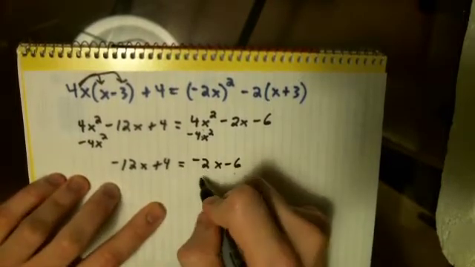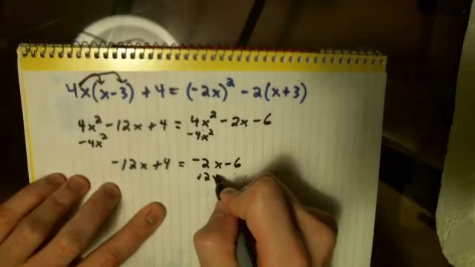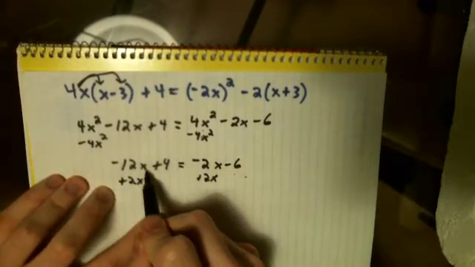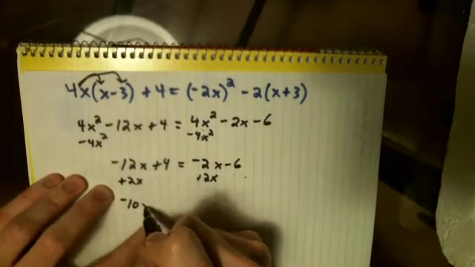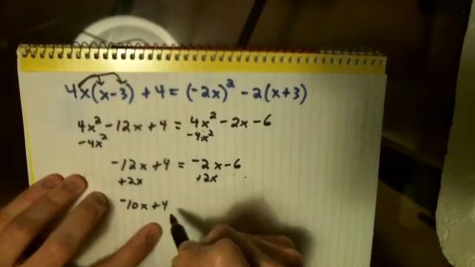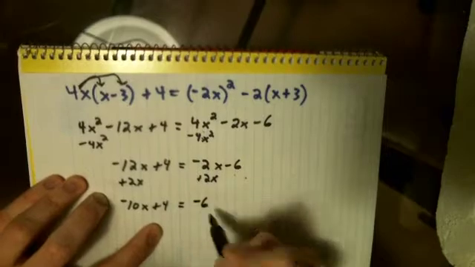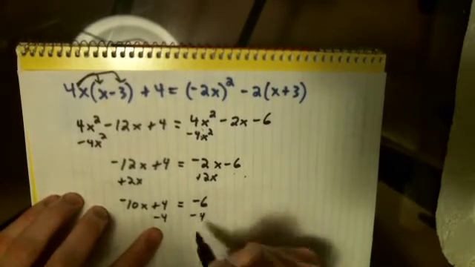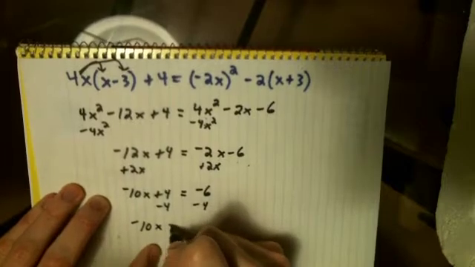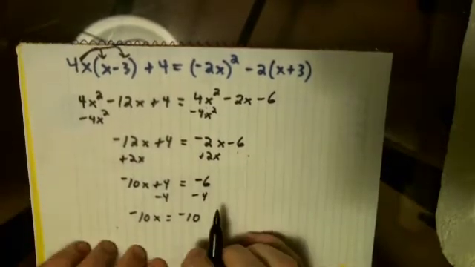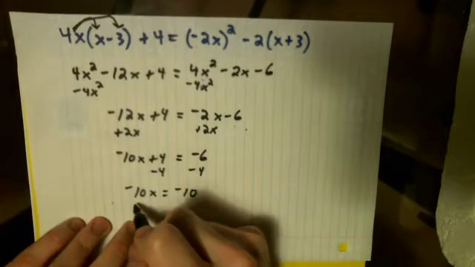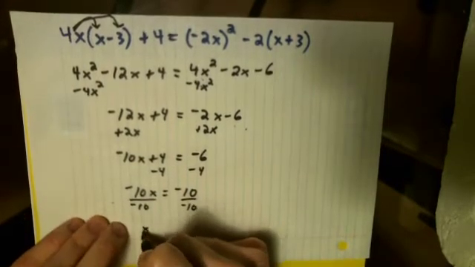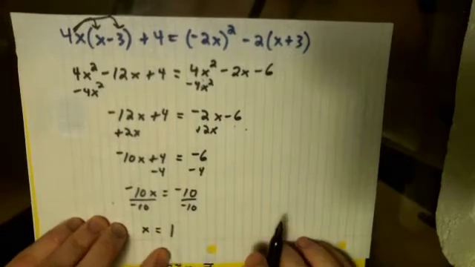And now I can add 2x to both sides. Negative 12x plus 2x gives me negative 10x. And then I have plus 4 is equal to negative 6. And now I can subtract 4 from both sides. And I get negative 10x is equal to negative 10. And now if I divide both sides by negative 10, I get x is equal to 1.